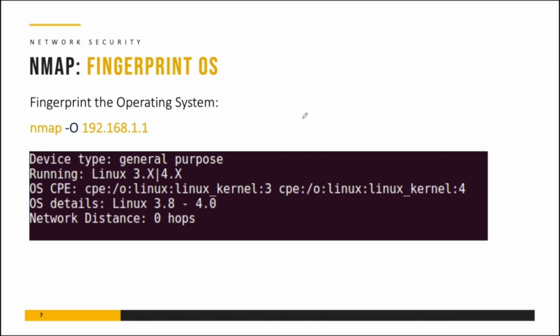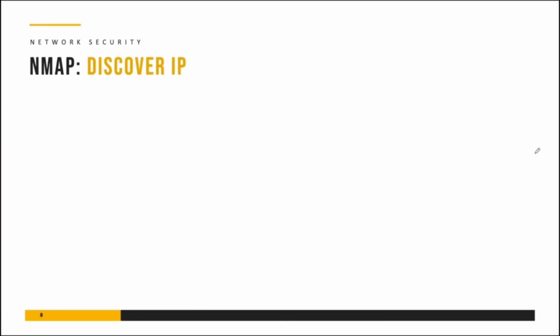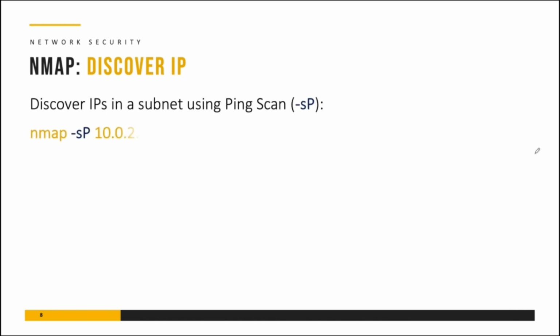Now, this gives a lot of firepower to the attacker because once he knows the exact operating system and the version, he can do some research offline and find out vulnerabilities or known weaknesses of that operating system and then target the attack. So next is discovering IP addresses. Sometimes the attacker is just interested in finding out the identities or the IP addresses of all the systems within a subnet. For this purpose, a ping scan or a ping sweep could be done. This is done by specifying the flag -sP, which tells nmap to launch a ping scan or a ping sweep for a range of IP addresses, which in this case is 10.0.2.0/24.